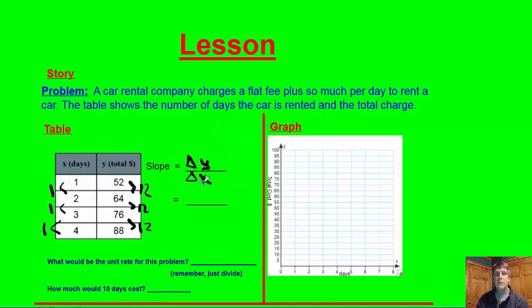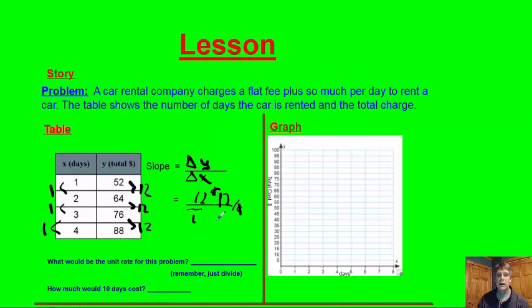So what is my slope? Well, it's 12 over 1, but do we really put the 1? No. So you just write 12 what? What does the 12 represent? Dollars. Okay? So dollars per what? Well, per day. So it's going to cost me $12. That's how much it's going to cost right here per day to rent it.